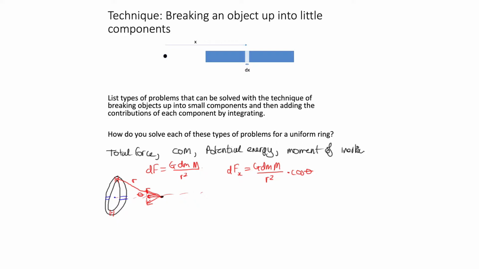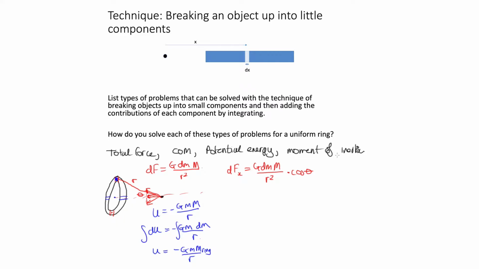For potential energy, that's kind of similar to force, but we don't need to worry about the vectors because it's not a vector. Because U is equal to minus G m on r, we again break it up into little components. So dU, due to just one of these components, is equal to minus G times m, where this is m, times dm on r, and then we integrate these, and we end up with U is equal to minus G m times the mass of the ring on r.